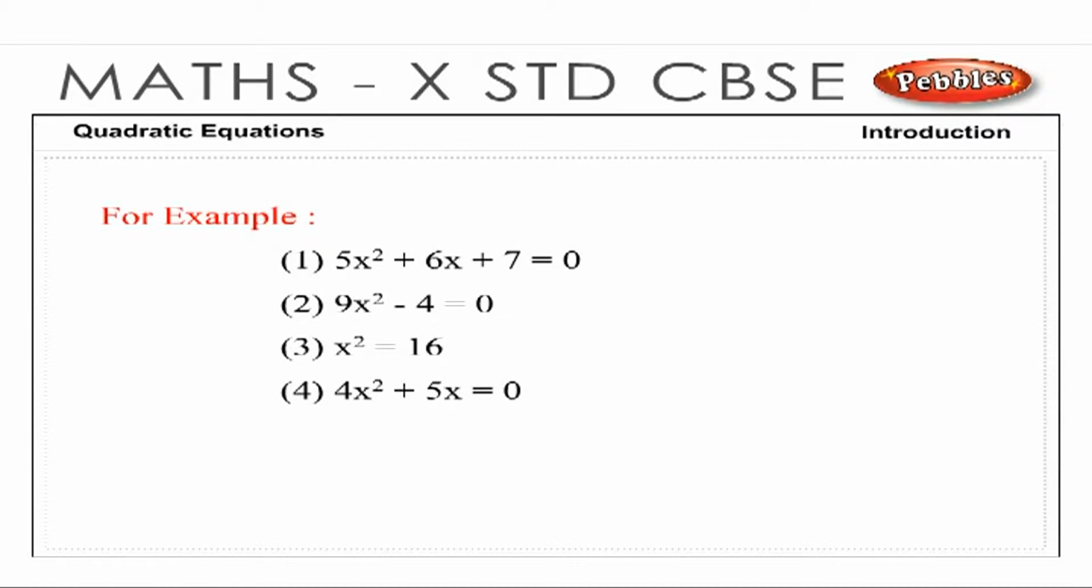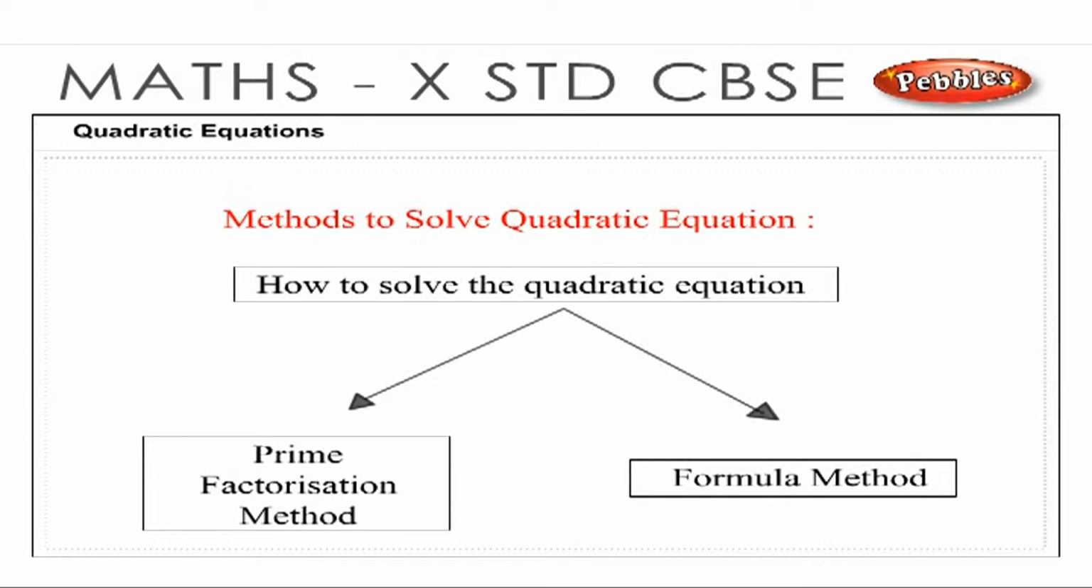For example, 5x squared plus 6x plus 7 is equal to 0. 9x squared minus 4 is equal to 0. x squared is equal to 16. 4x squared plus 5x is equal to 0. To solve the quadratic equation, we can use the factorization method and the formula method.